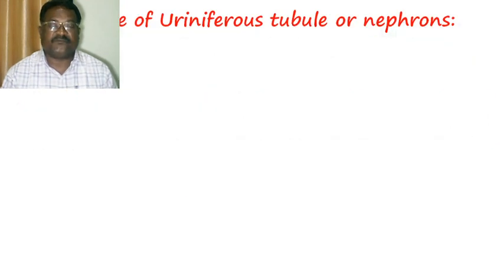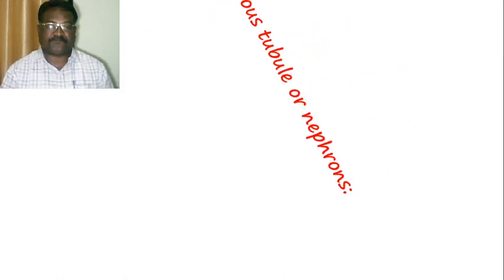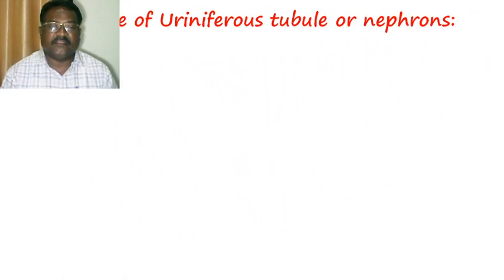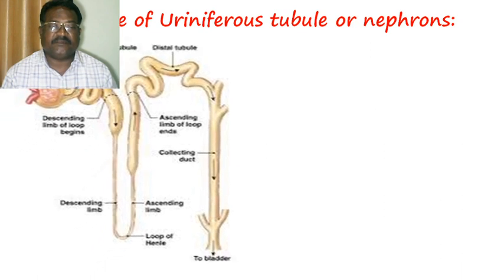Then the structure of the uriniferous tubules, the nephron. You know that the nephron is nothing but the structural and functional unit of the excretory system. It is actually involved in the excretion of unwanted waste material from the body.